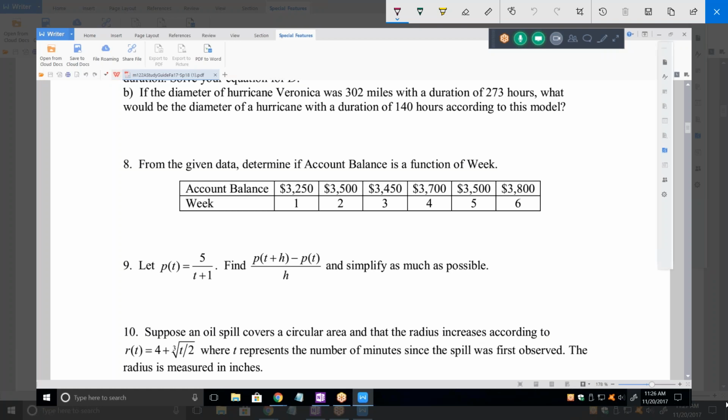Okay? If I draw these data points, and that's week 1 through 6, at week 1, I've got a data point at 3250. Week 2, it's at 3,500. Week 3, it's at 3,450. Week 4, it's at 3,700. Week 5, it's back at 3,500 again. And finally, at week 6, it's 3,800. Is that a function?